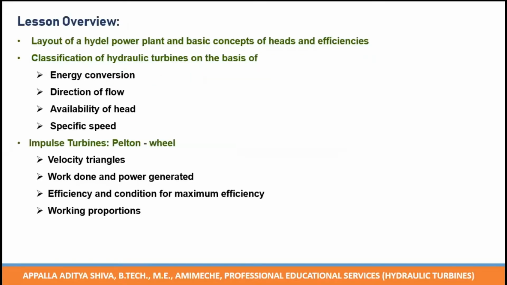In the previous video, we were dealing with the impulse turbines. There we covered up to power generated, the equation for power generated, and the work done we did with the Euler energy equation. In this lecture, we will be dealing with efficiency, the condition for maximum efficiency, and the working proportions of the impulse turbine.